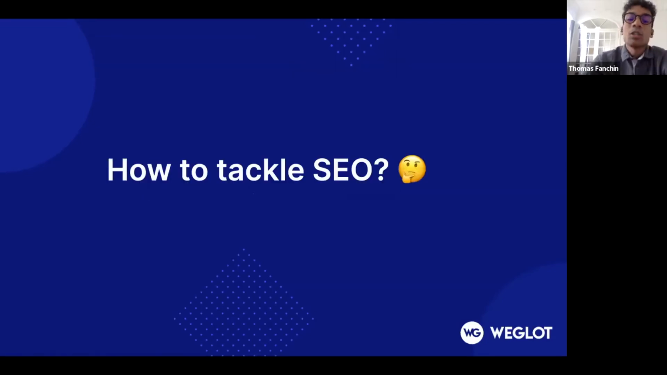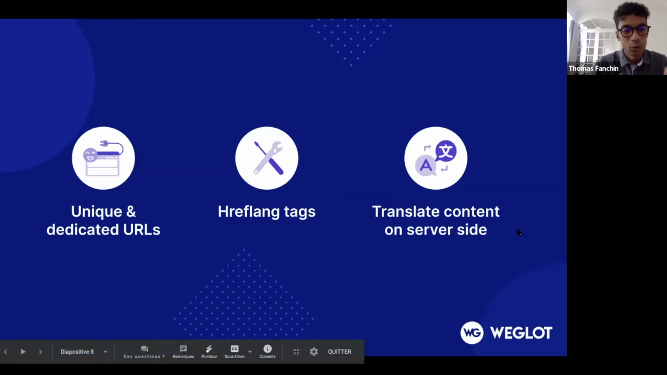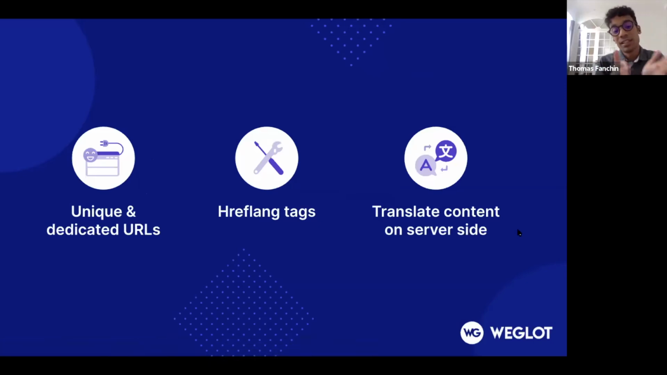Next, we're going to talk about how to tackle SEO. Obviously, when you're getting your website translated, what you want is to get some SEO juice. And there are actually three things you're going to want to look for. The first one is having unique and dedicated URLs. The second one is having hreflang tags. And the third one is translating your content on the server side.